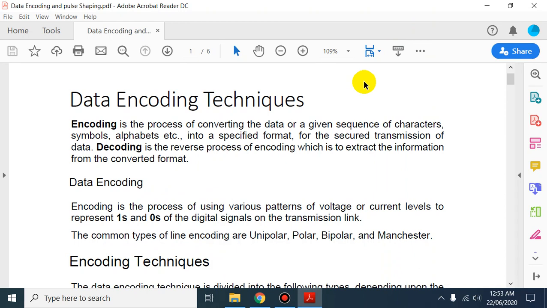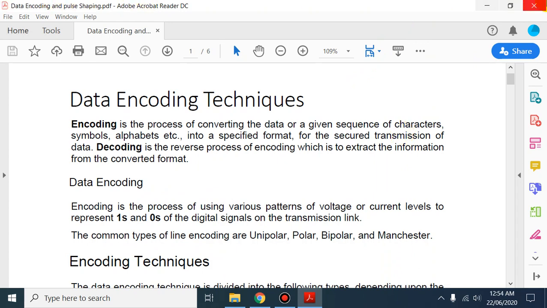Now, as far as data encoding techniques, earlier in the previous lecture we learned about the basic overview of the line codes. Again, in this lecture we're going to have an overview, or short description, of the line encoding techniques that we're going to use in digital communication.